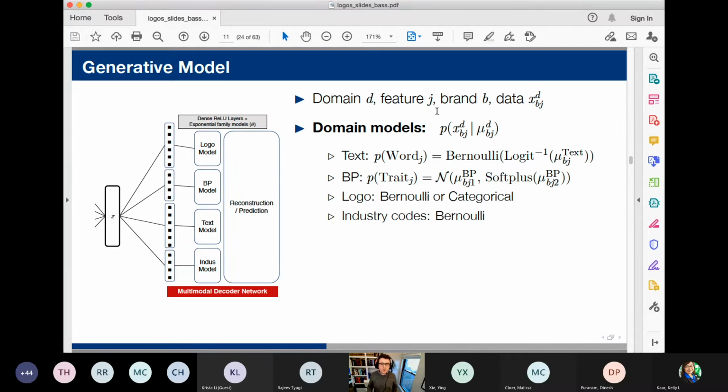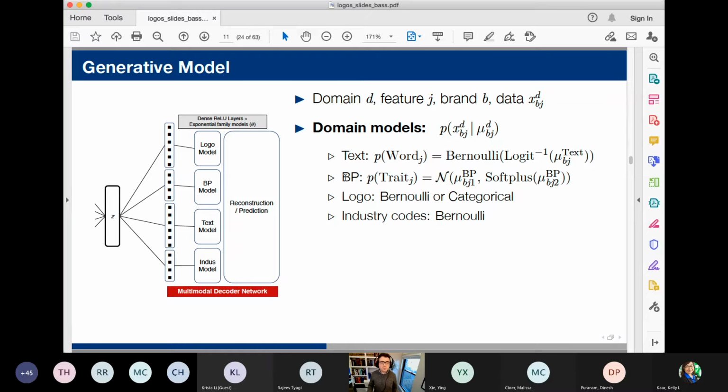To do that, we first specify super simple models, essentially the simplest exponential family model you can think of to capture the support of that type of data. For instance, since we're modeling text as binary, the probability of seeing a word being present or not, we model using a Bernoulli distribution with a parameter that is specific to the brand and to that specific feature in the text domain. That's that mu_BJ text.